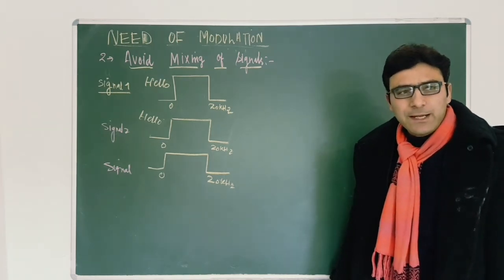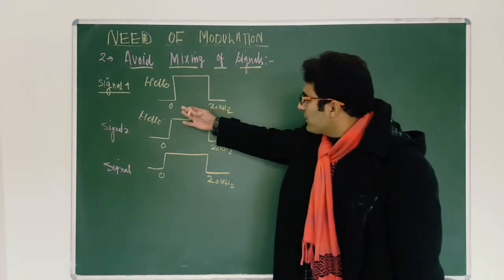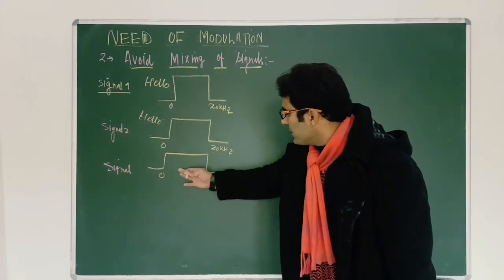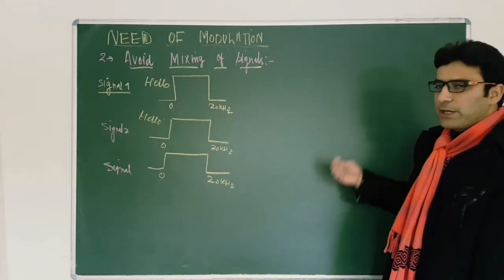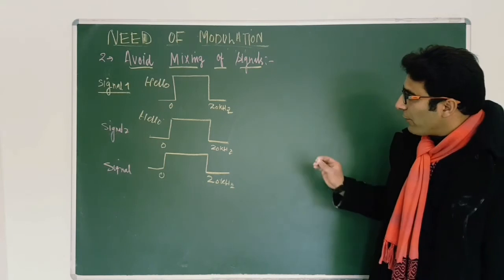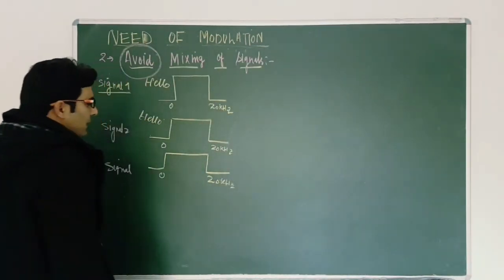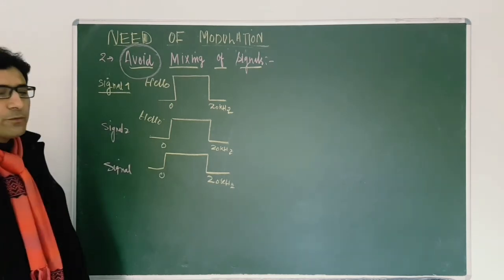So how can we recognize, how can we distinguish among the signals? So this is the frequency range 0 to 20, 0 to 20, 0 to 20. If we send all these signals through the same communication channel, they will mix up. Now, in order to avoid this mixing, we are going for modulation.